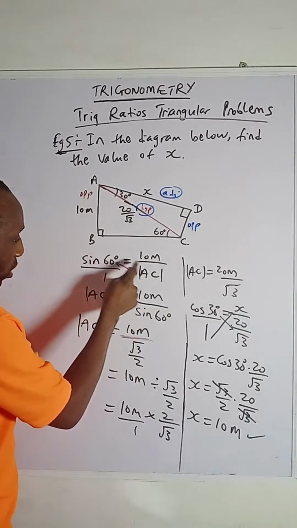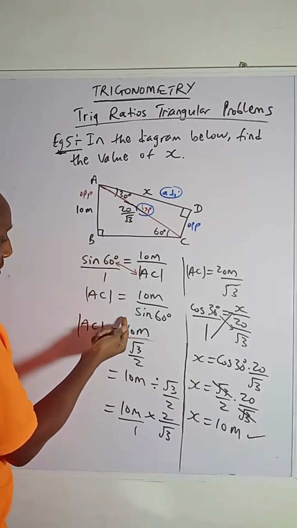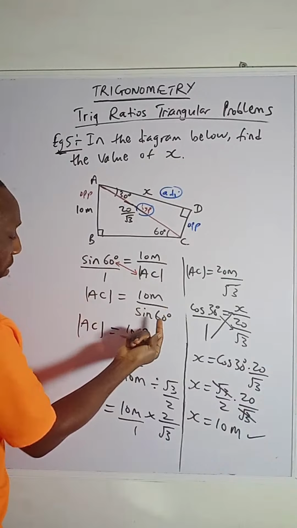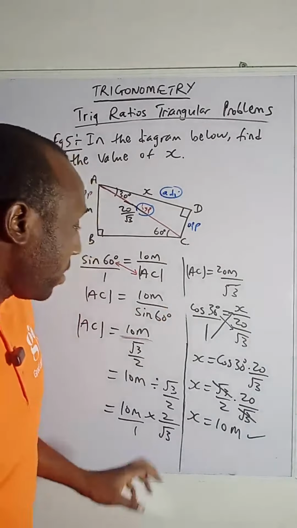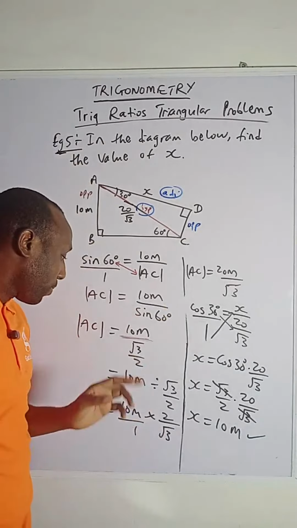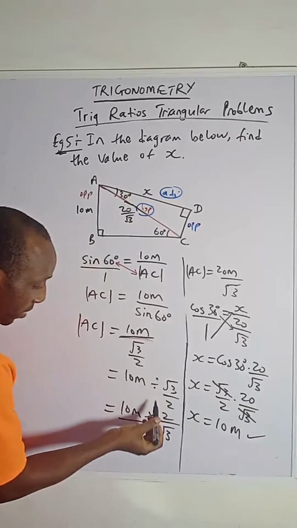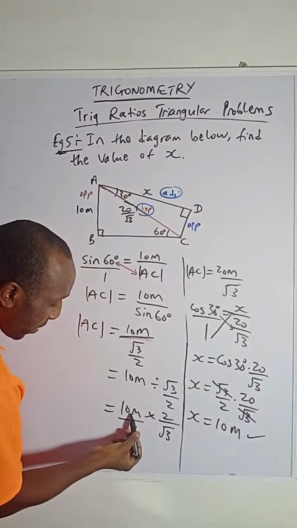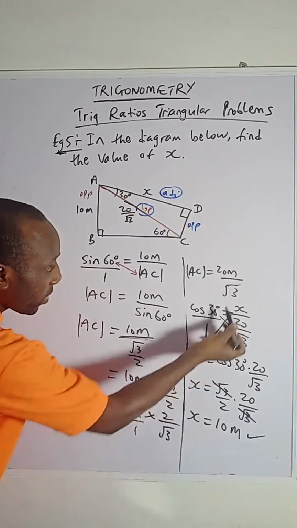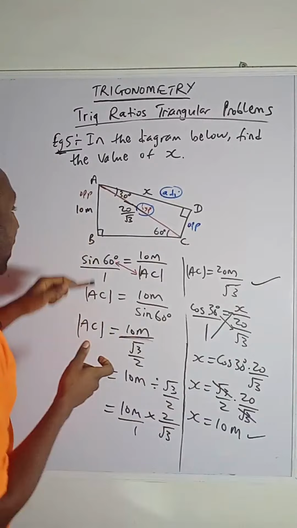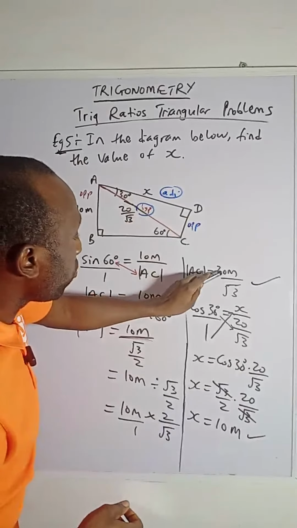And we cross multiplied. I just flipped this side. So AC is equal to 10 meters over sine 60. Sine 60 is root 3 over 2. And this is divided, so I had to write this division sign here. Flip this to multiplication. You have 10 times 2 over root 3, which is this one here. And now that I already have what AC is, AC is 20 over root 3.